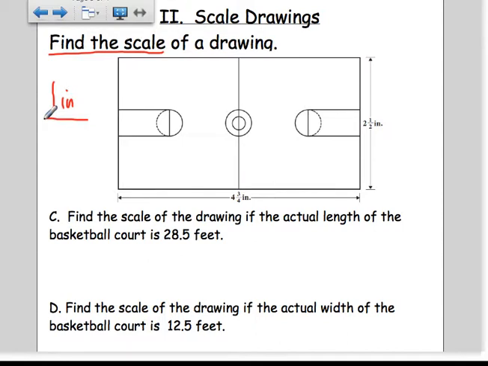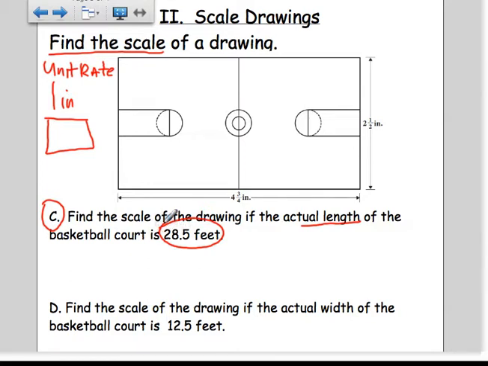Since I see inches in this drawing, the goal is to figure out how many feet or meters or miles is 1 inch in the drawing. It's kind of like finding the unit rate. So I'll do C, I'm then going to ask you to do D. Find the scale of the drawing if the actual length of the basketball court is 28.5 feet.